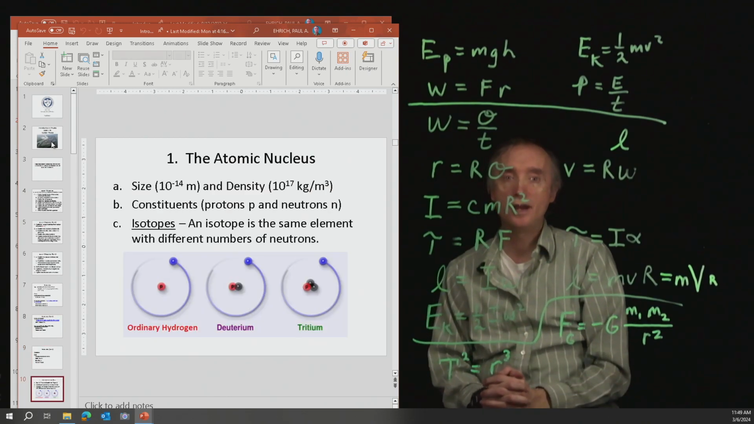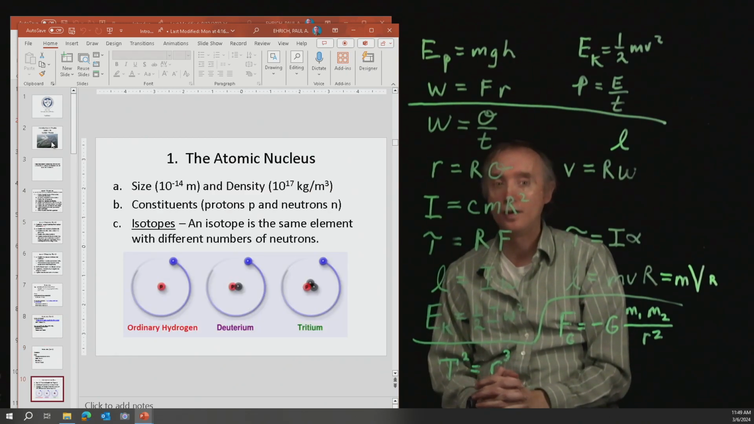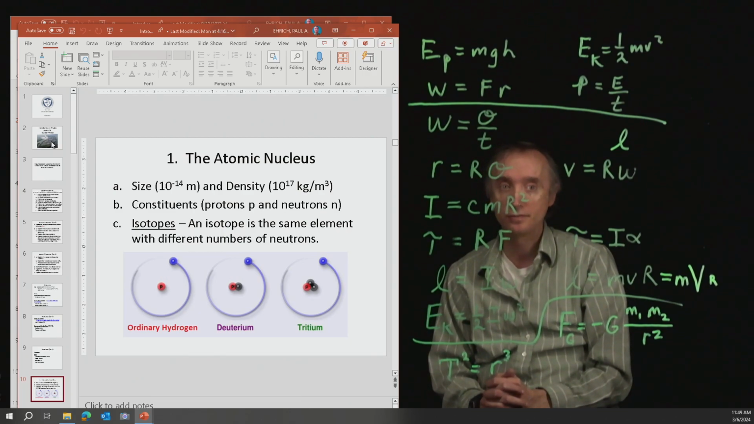Alright, you should be able to know what the nucleus of the atom is. You should know that it's located in the middle of the atom and that it's very, very small. You should know the parts of the nucleus. So the nucleus contains protons and neutrons. You should know that the protons are positively charged and the neutrons are neutral.